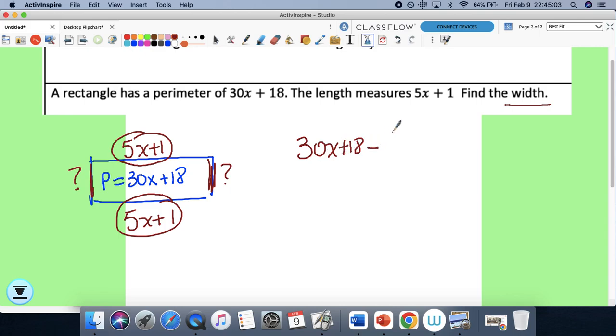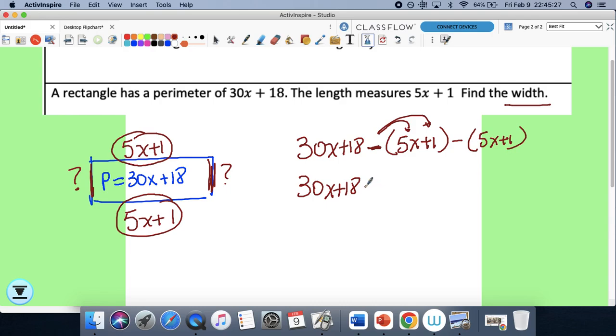So let's subtract 5x plus 1, which you have to put in parentheses. And now I subtract the other one, 5x plus 1. You could have added these two and just made it 10x plus 2. Same thing. Your call. Okay. So let's do that. 30x plus 18. Let's remove the parentheses. So remember, this subtraction sign is going to make everybody inside come out opposite. So minus 5x, minus 1, and likewise for the other one. So minus 5x, minus 1.